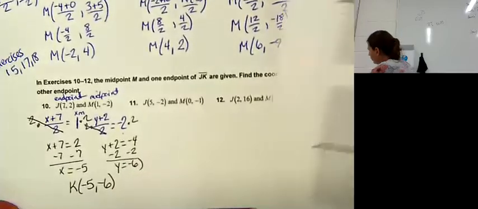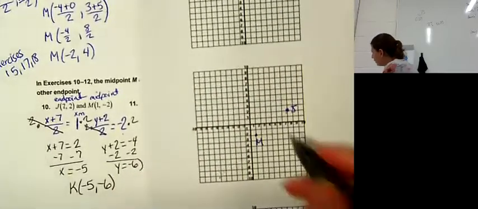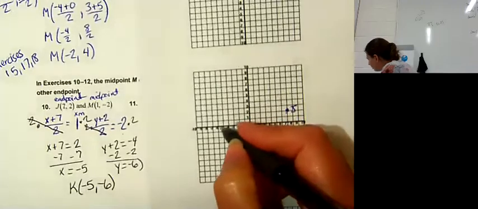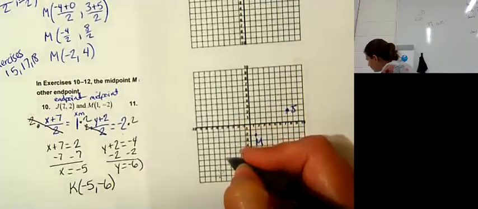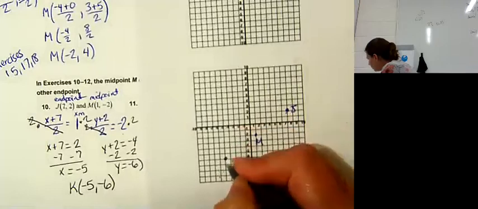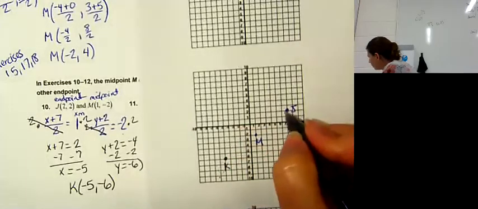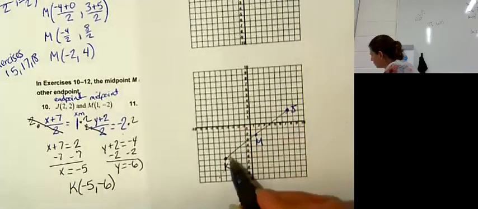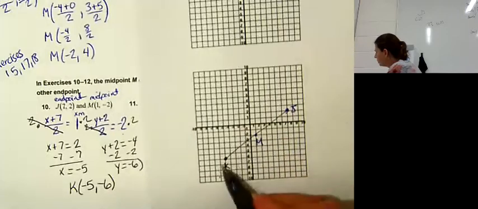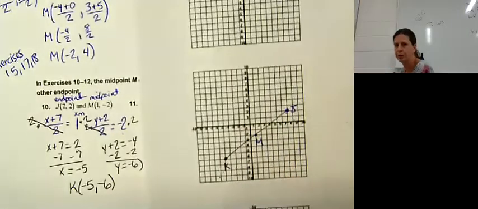So if we go back to what the graph looks like, and we graph this point, so -5, -6 is where our other endpoint should be. And if we graph that, that looks like M is now halfway between K and J.